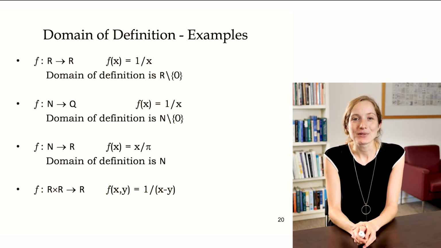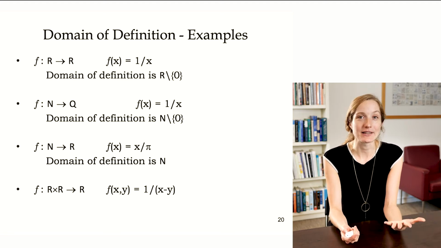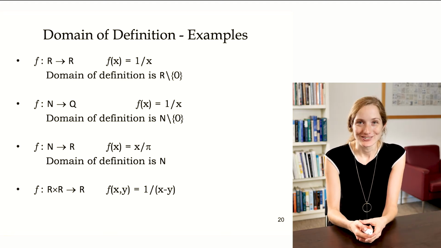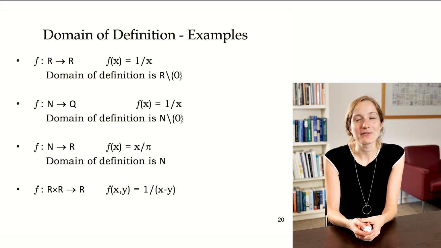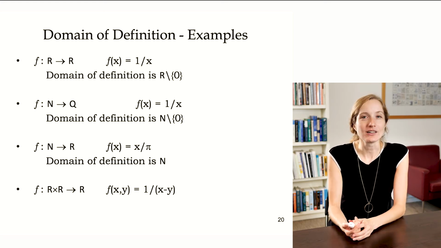Another example, similar to some of the previous ones maybe, but to give you a flavor of these binary functions. Say I have f from R cross R to R, defined by f of (x, y) equals 1 over x minus y. So what is the domain of definition here?